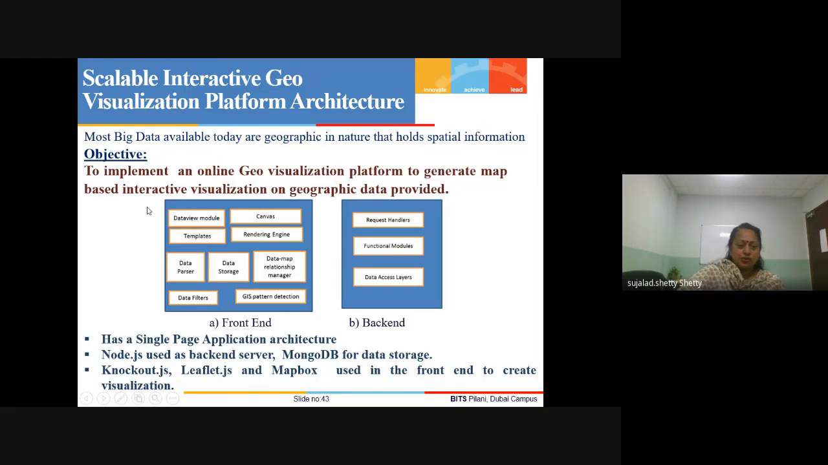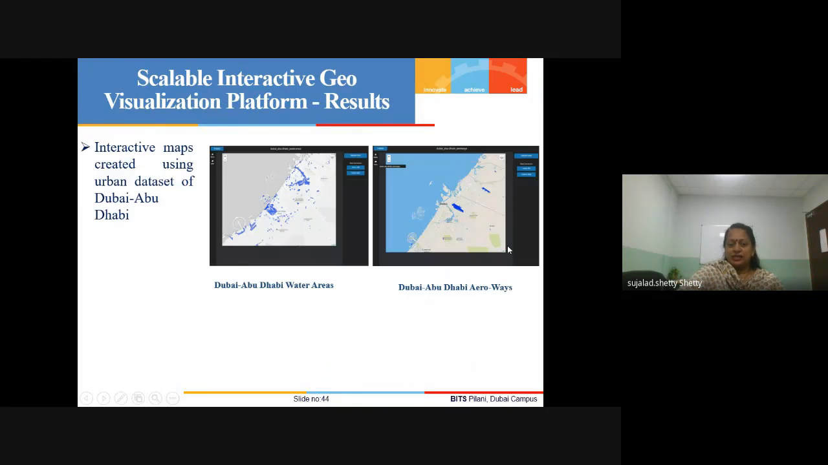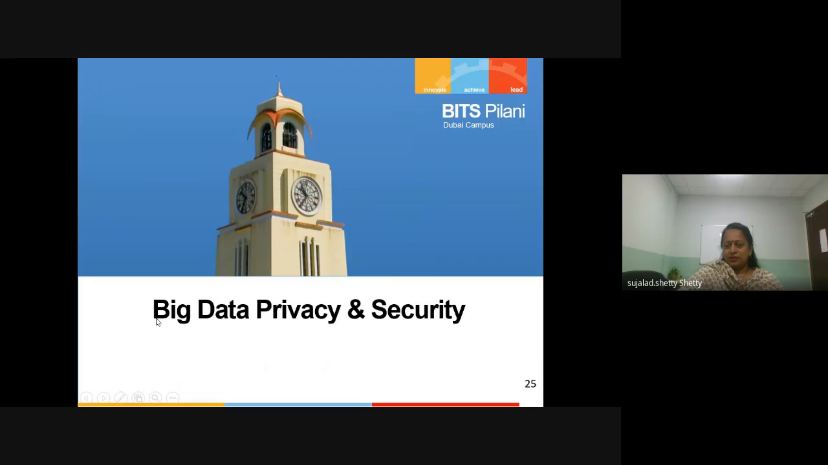So here you can see you have a front end which had all this information, and the back end which could have your functionality, your data access layers, etc. These were interactive maps which were used for showing the Dubai and Abu Dhabi roadways and waterways that are available.